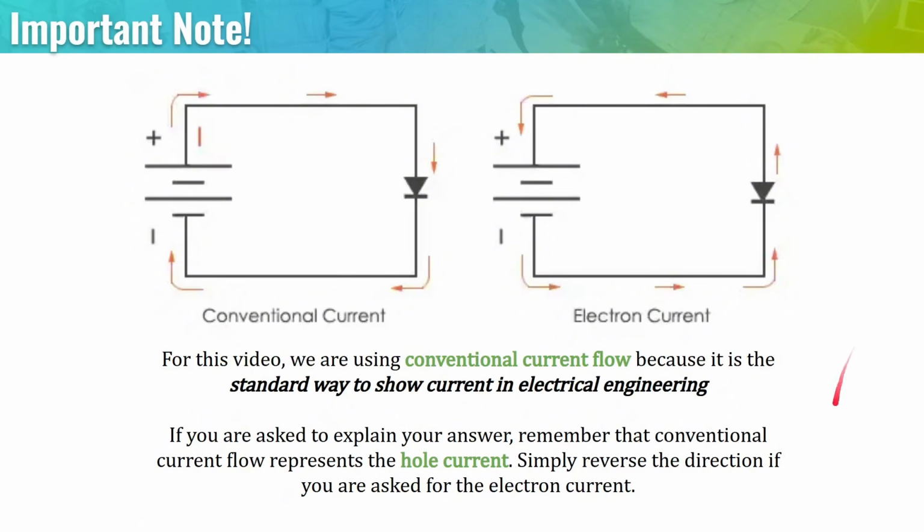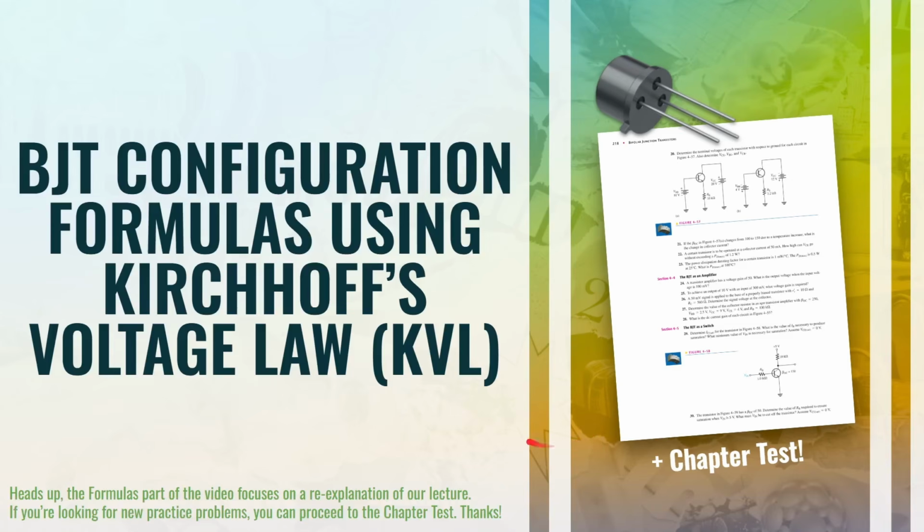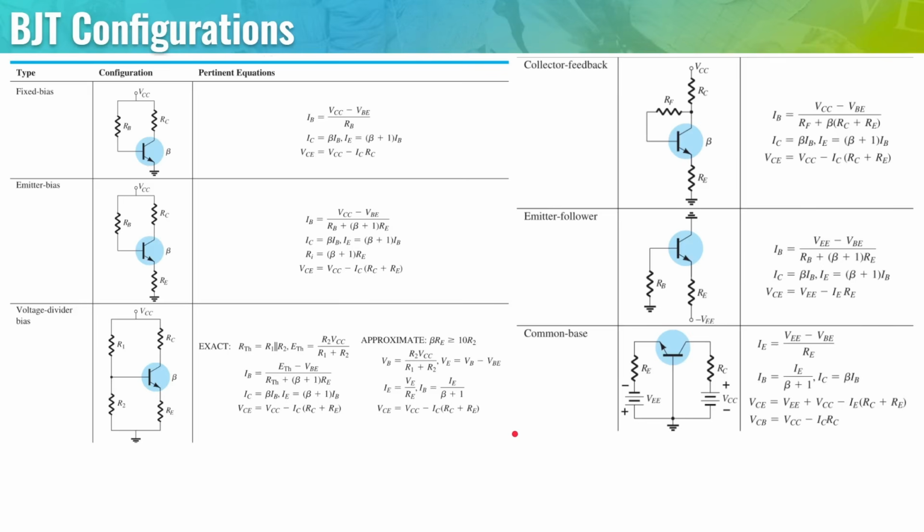So as always, we're using conventional current flow. And if you're ever looking at other examples from the internet, you need to know if they're using conventional current or electron current. So let's proceed to BJT configuration formulas using Kirchhoff's voltage law. So heads up, the formulas part of this video focuses on a re-explanation of our existing lecture. If you're looking for new practice problems, you can proceed to the chapter test by looking at the timestamps in the description. So let's proceed.